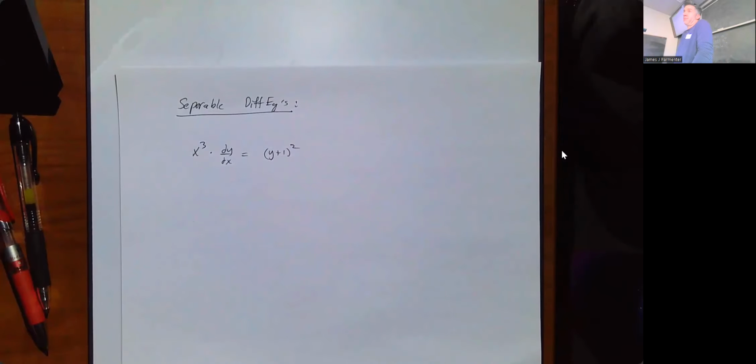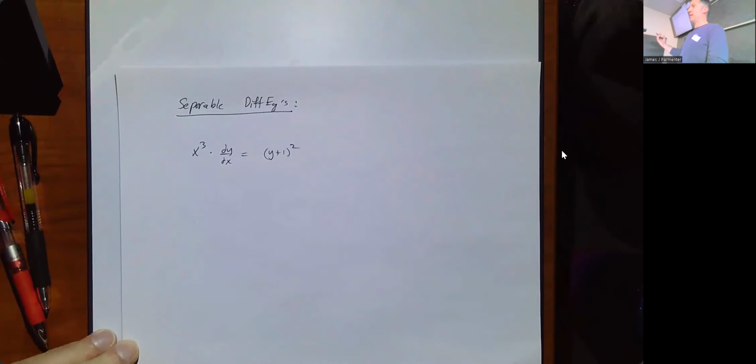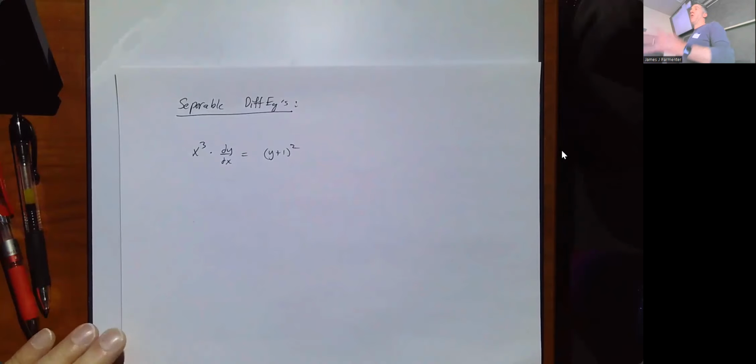Something like x cubed times dy dx equal to, let's not get too crazy here, James, y plus 1 squared. This is separable because if you isolate dy dx, you can write the other side as a function of x times a function of y. Or really, as I would encourage you to think of it, you can pull all of the y things to one side and all the x things to the other side. If it's written in the usual way, meaning someone wrote it with dy dx on the left-hand side, that's just the normal way of writing it.